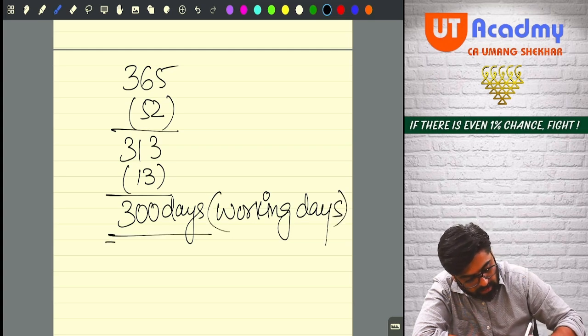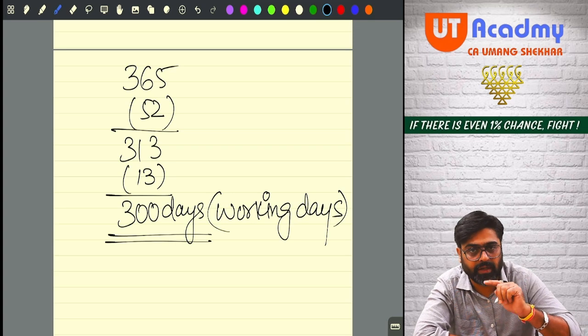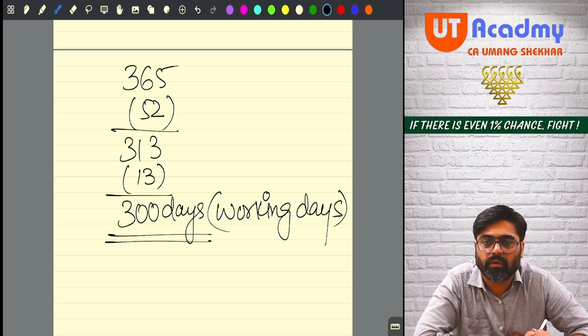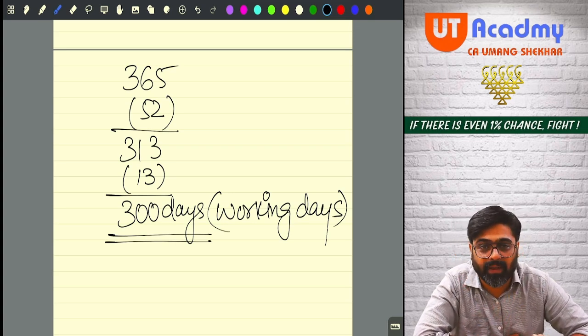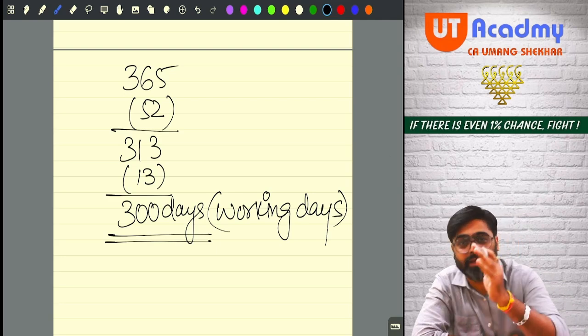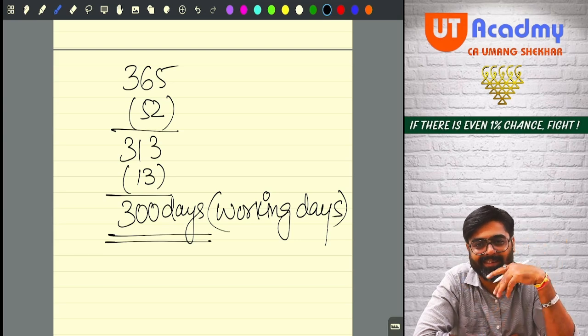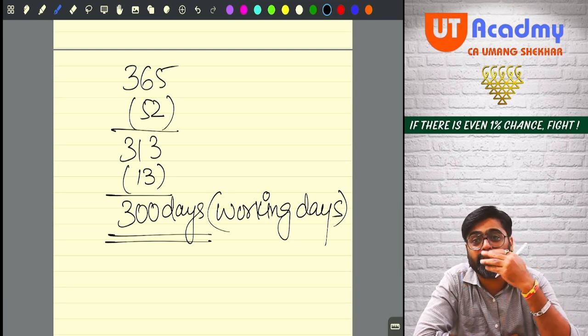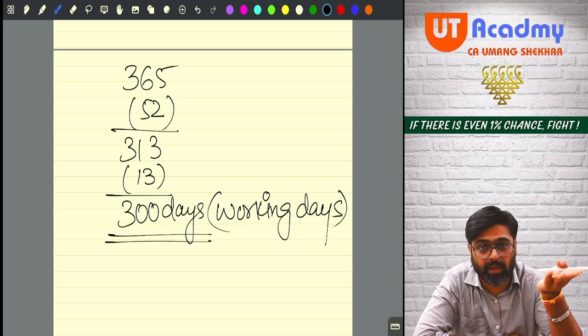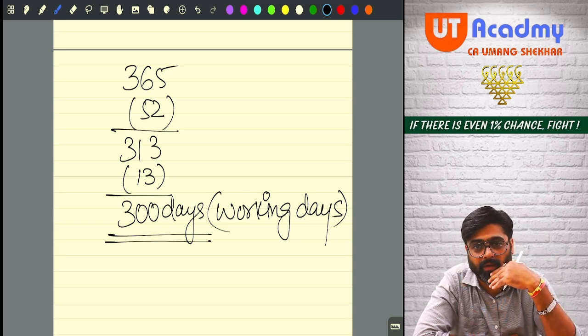Can your employer expect you to come for these 300 days? No. If he is expecting that you come for these 300 working days, then his expectation will never be fulfilled. Why? Relatives' marriages, some social get-togethers, functions are there. Sometimes you will fall ill. Too much pain in my stomach. Headache is there, sir, today.